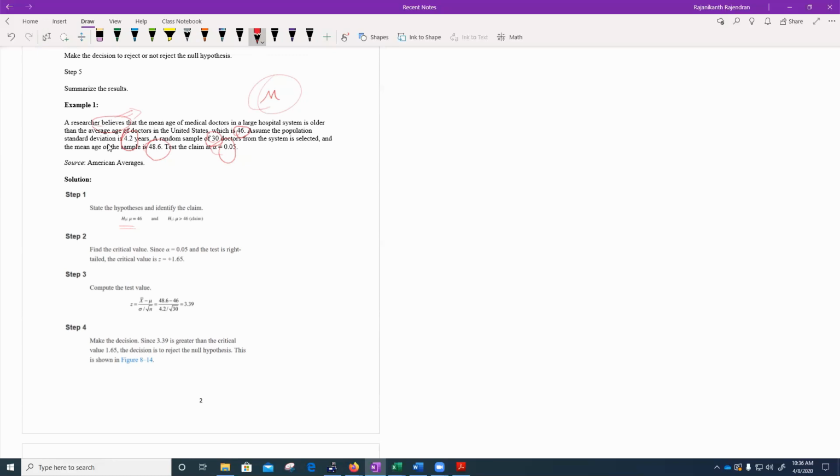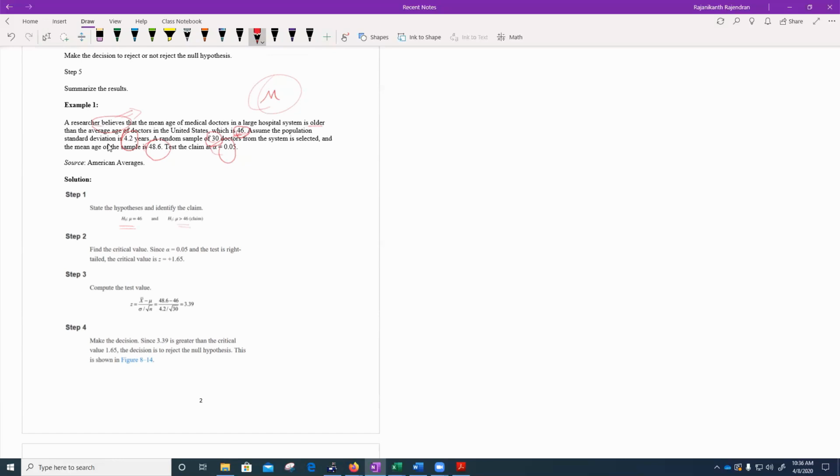The average age is older than the average, right? Older than the 46, so older in the sense of greater than. That is why my claim is here. Your alternate hypothesis is mu bigger than 46. Okay, so your null hypothesis is mu equals 46.